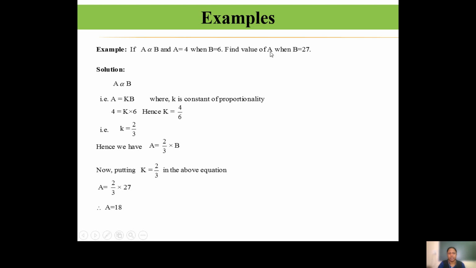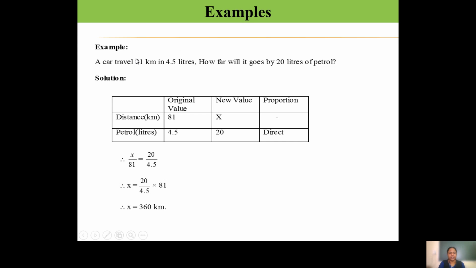Now we have to find A when B is 27. If we substitute the value of B as 27, we get 2 by 3 into 27, which is simply 18, 2 into 9. So the value of A is 18. This is how we can solve the examples based on direct proportion. Now the next example.